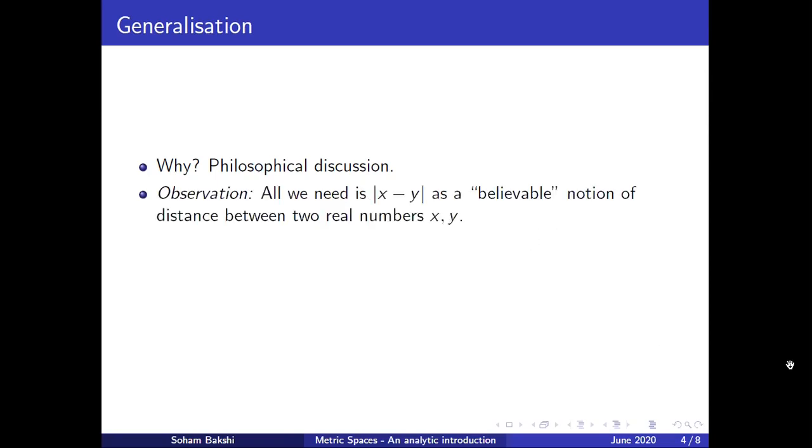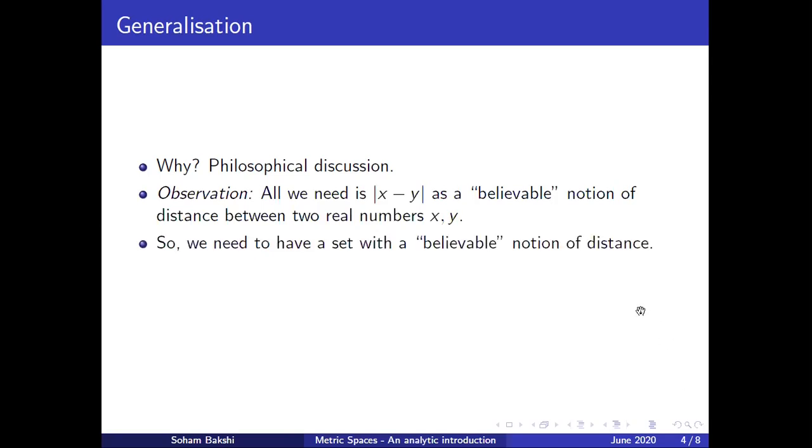Then we have our beautiful observation. All we need is mod x minus y as a believable notion of distance between two real numbers x and y, to have limit of a function, limit of a sequence, continuity, limit of a set, and the definition of a neighborhood. So the obvious thing to think is, if for any given set X we have a believable notion of distance, we can do all such things.